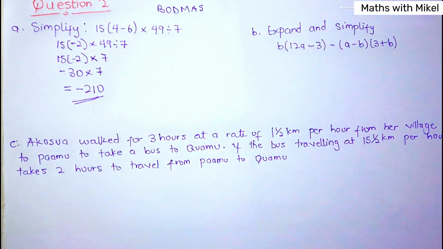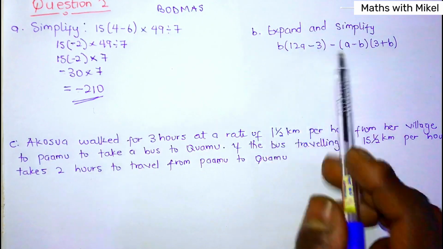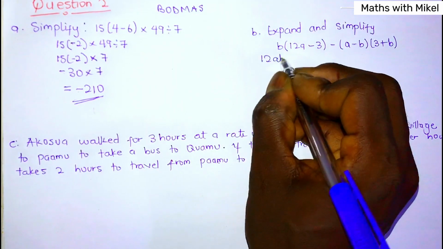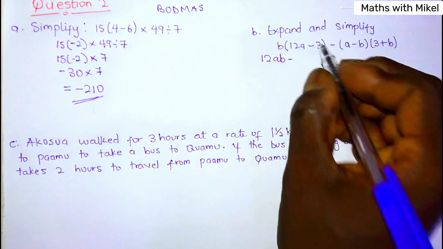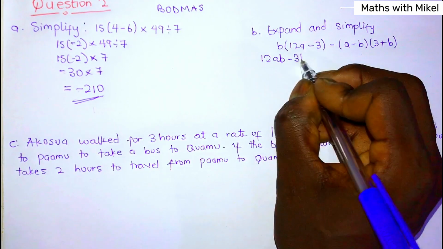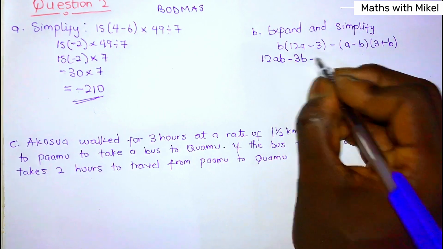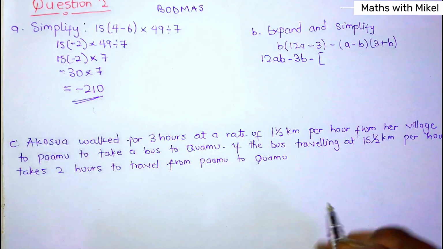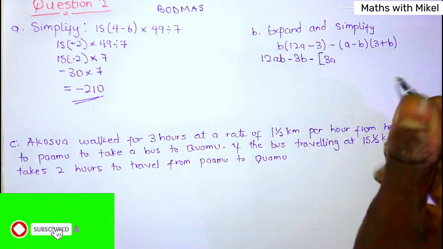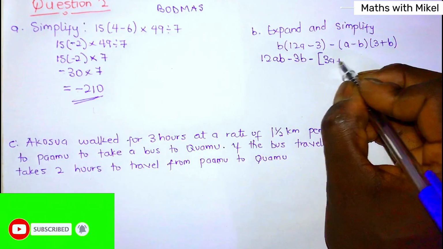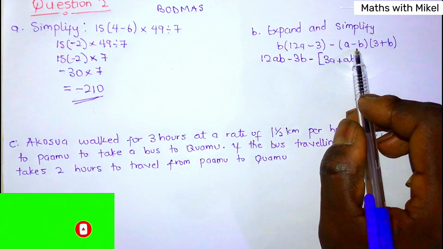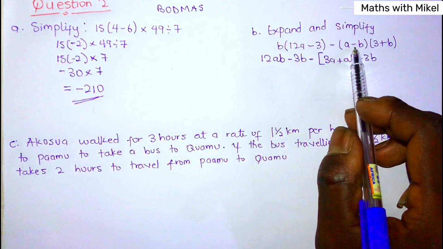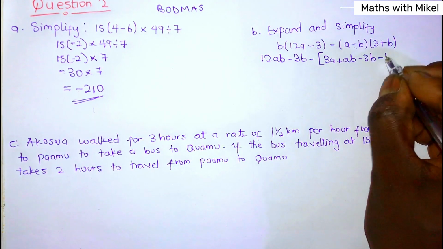So let's expand. Now the B here will multiply each of the terms inside the first bracket. So I get 12AB minus the B will multiply the -3. I get -3B. So let me maintain this negative and expand these two brackets. Now A will multiply 3, I get 3A. The same A will multiply B, that's plus AB. -B will multiply the 3, get -3B. And minus B plus B gives me -B squared.